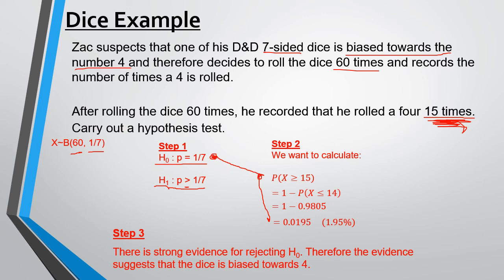If it's between 1 and 5%, we're going to say there is strong evidence for rejecting the H0. So we're rejecting that it's fair. Therefore, the evidence suggests that the dice is biased towards 4. There's a small chance of this happening if it was a fair dice, therefore we're going to say it wasn't a fair dice. And that is our hypothesis testing. Those are the steps I want you to go through every time.